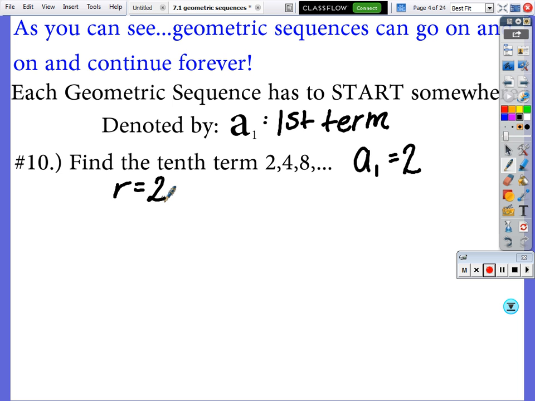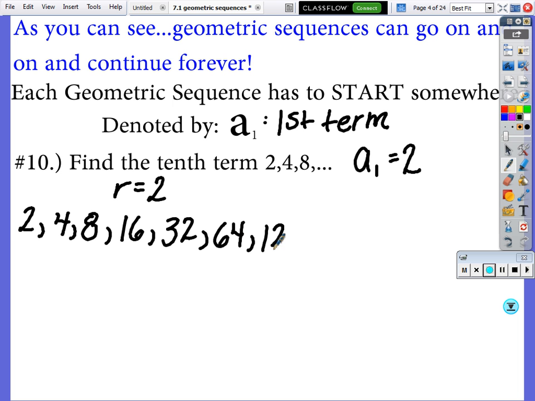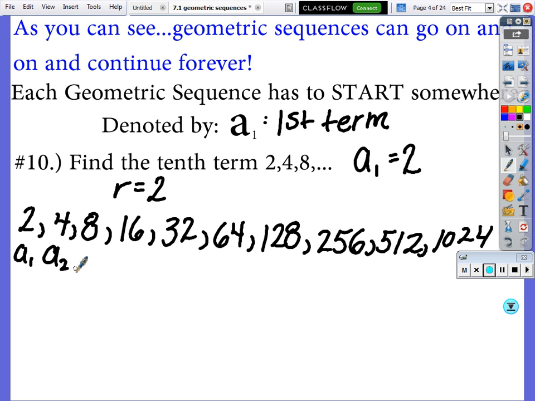Okay, sweet. So we could find the 10th term, not too bad in this one. So we have 2, 4, 8. Let's just keep multiplying by 2 each time. Times 2 is 16, times 2 is 32, times 2 is 64, times 2 is 128, times 2 is 256, times 2 is 512, and times 2 is 1024. Let's see if that's enough. So this was a sub 1, that means our first term, a sub 2, our second term, 3, 4, 5, 6, 7, 8, 9, and 10. So we went to our 10th term. We found the 10th term of this sequence. We could keep going if we wanted, but we're stopping here.